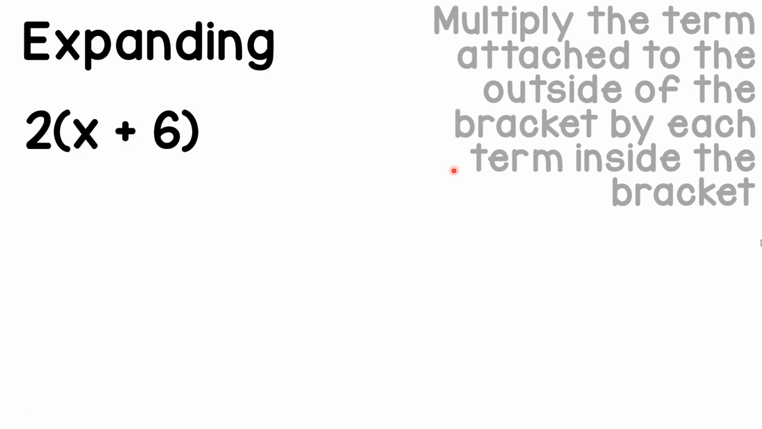So let's have a look at an example to see what that means. So we multiply the term outside the bracket by each term inside the bracket. So we go 2 times x, which is 2x, and then 2 times 6, which is 12. So the answer is 2x plus 12. So we times the thing that's directly attached to the bracket, the term, which in this case is a 2, by each term inside. So here's our next example.